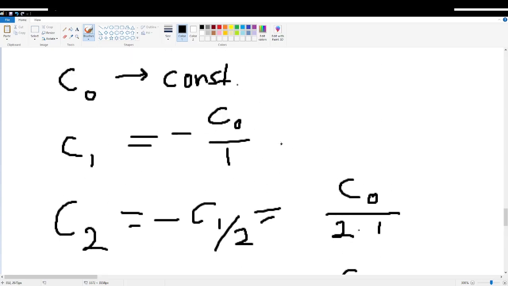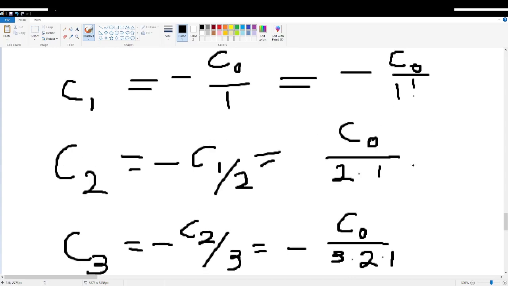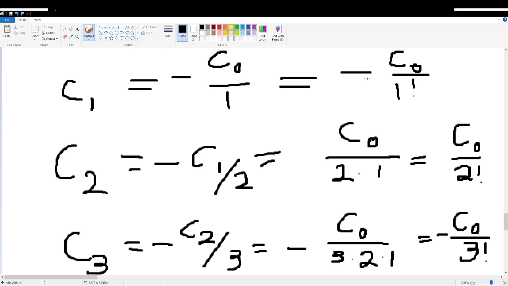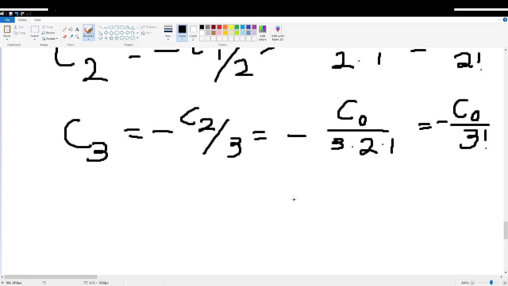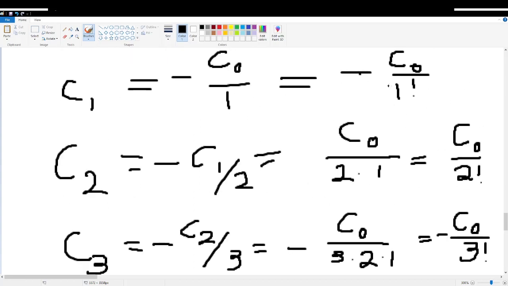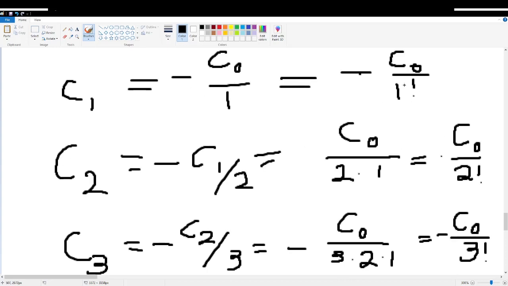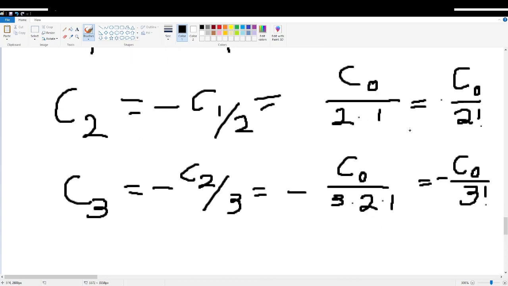More precisely, we can say that this is equal to minus C0 over 1 factorial. This is equal to C0 over 2 factorial. And this is equal to C0 over 3 factorial. Do keep in mind the negatives here. So we're going to say that we have found the pattern. It alternates minus plus, minus plus. It always has a C0, and the denominator is always a factorial that is exactly n, right? Because if we're on C3, it's 3, C2, it's 2.